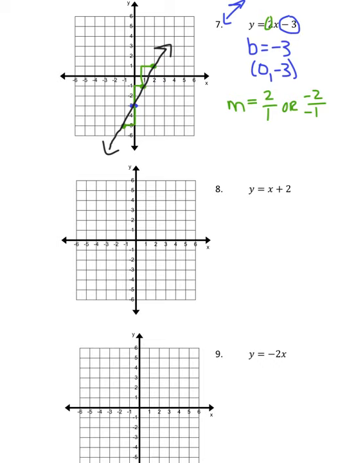Number 8, starting with the b, we've got to find the y-intercept first. So this y-intercept is 2, so we're going to plot the point (0, 2). So we're going to start here at (0, 2). My slope for this one, just remember, if that's just an x, that means it's a 1, so it's 1 over 1, or it's negative 1 over negative 1. So now we're going to plot it. So we're going to start at that 2, and we're going to rise 1, right 1.